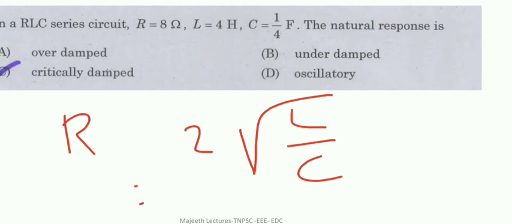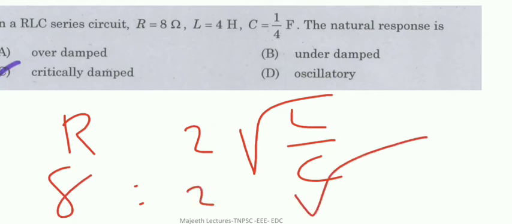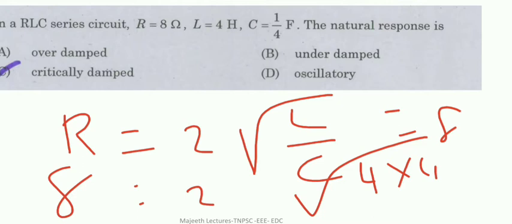R is 8 ohm. 2 root of L, L is 4, C is 1 by 4. That is 4 into 4. So 2 into root 16, that is equal to 8. So left hand side is equal to right hand side. So R is equal to 2 root of L by C. It is nothing but our critically damped system. So option C is the right answer.